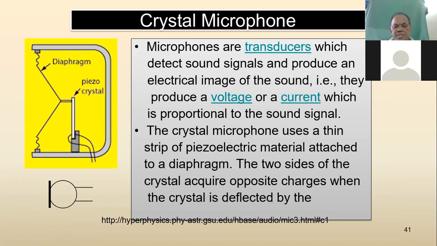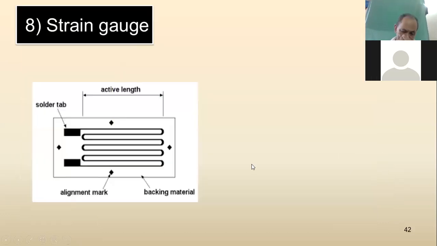Two sides of the crystal acquire positive charges when the crystal is deflected. So one side will be positive, one side will be negative, depending on whether it's compressed or stretched. There's your strain gauge. That's where you solder it.